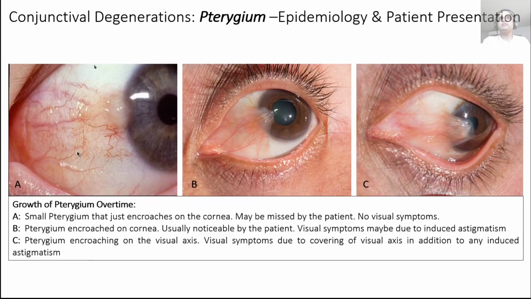This picture shows the evolution of a pterygium, or the growth of a pterygium over time, starting from something that's just at the limbus right here, to something that's now encroaching on the cornea, may affect vision because of astigmatism, and C, something that would cause reduced vision because it's covering the pupil, the visual axis, and also may reduce visual acuity because of induced astigmatism.